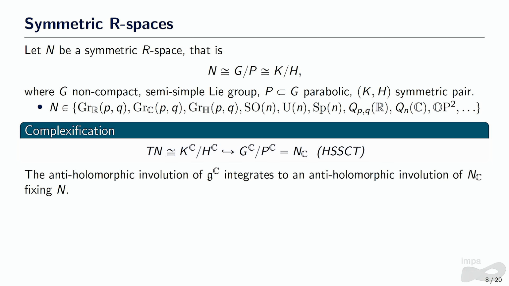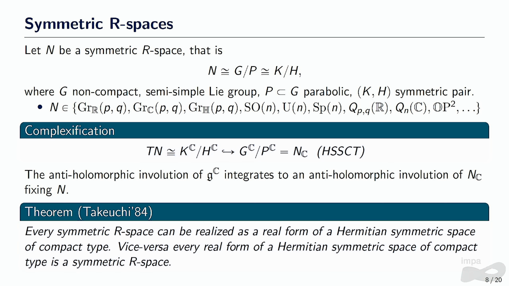Okay, and I think I have a note on the fact that this really gives us what I said before, that N is a real form of NC, namely if you integrate the anti-holomorphic involution on this complex Lie algebra to this symmetric space, you get an anti-holomorphic involution fixing N, because N lies inside of K, which is fixed by the involution. Generated by K. So there's this theorem by Takeuchi that says that this is actually an equivalent characterization of symmetric R-spaces, which was the starting point of why to study these spaces.